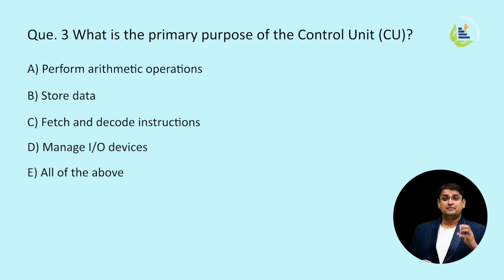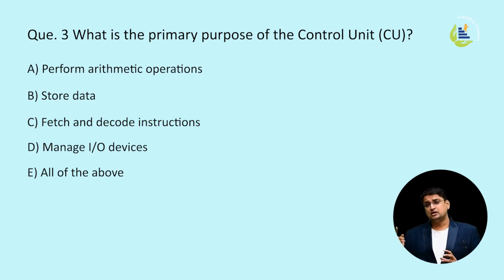Question 3. What is the primary purpose of the control unit? Options are perform arithmetic operations, store data, fetch and decode instructions, manage input-output devices, all of the above. Correct answer option is C, fetch and decode instructions.